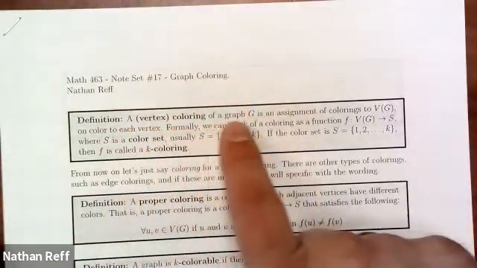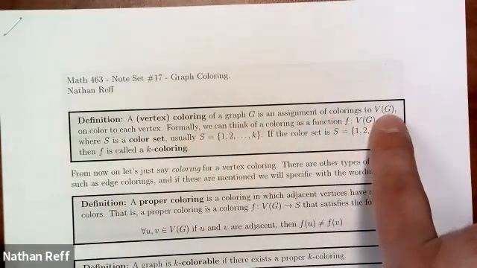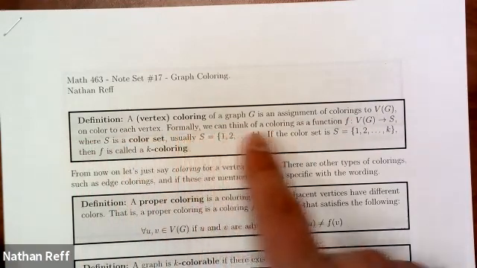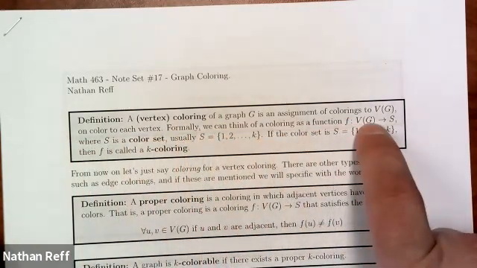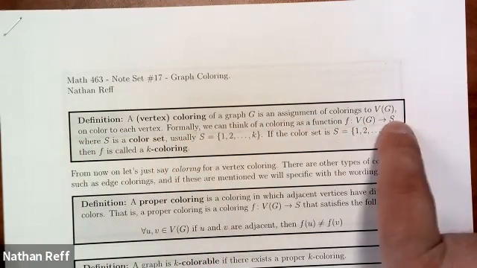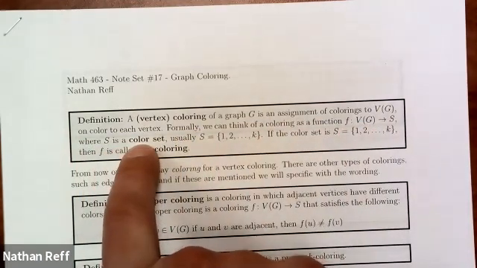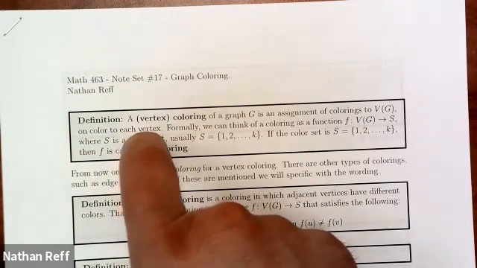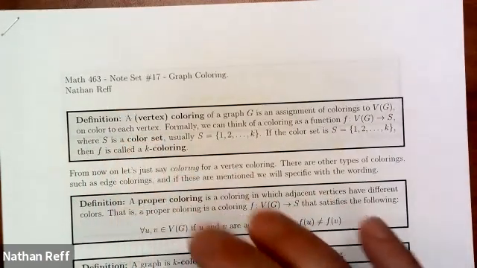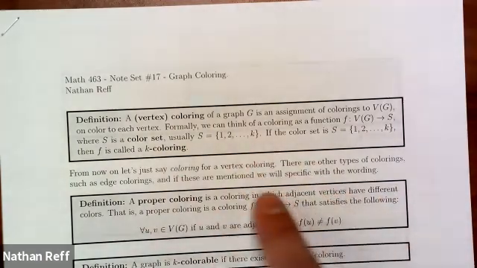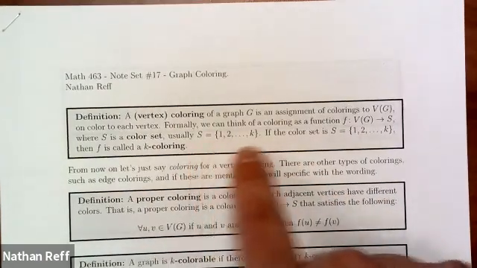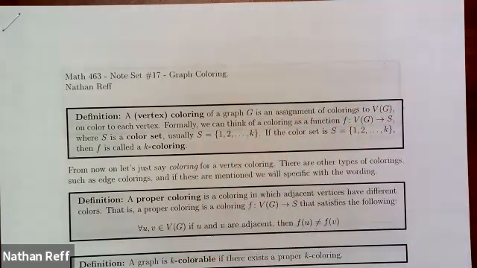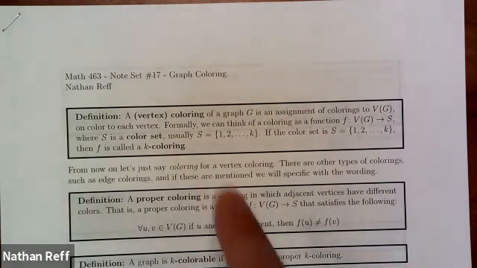So a vertex coloring of a graph is an assignment of colors to the vertex set in the graph. Okay, so formally you could just think of it as a function from the vertex set to the set S, where S is a color set, and you can make S whatever you want. You could color your graph with elephants and purple if you want. You could use actual colors, but to make things as simple as possible, usually you just use the numbers 1 up to k, where k is just some positive integer, okay?